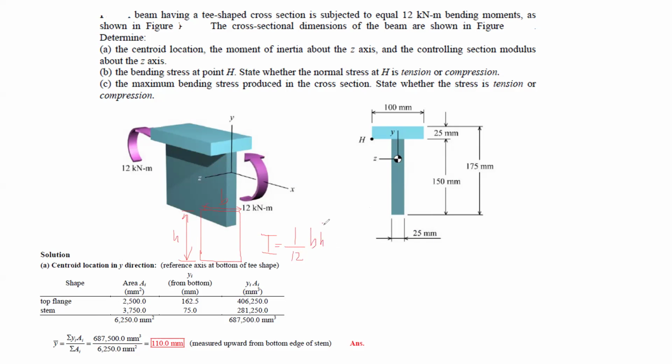If you go to my previous slides, I have shown you that technically this comes from integration. You first assume a small strip of area like this, and when you plug in the limits, it comes up as 1 over 12 B H cubed. So this is the formula for the rectangular cross section. How many rectangles do we have? This is the first rectangle, and this is the second rectangle, right?